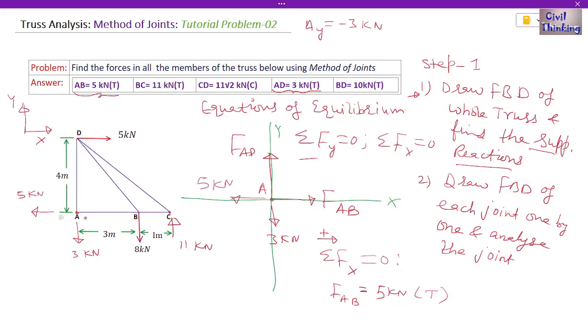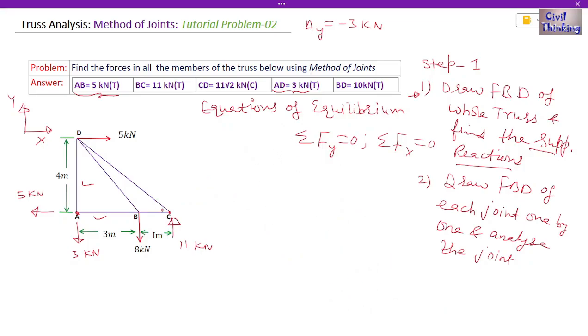Now we have applied the method of joints. We analyzed a joint and we got the values of the forces in the members connected to it, right? That is AB and AD, okay. Now let us analyze C joint, okay, because this seems relatively simple, okay. So let me erase this first.